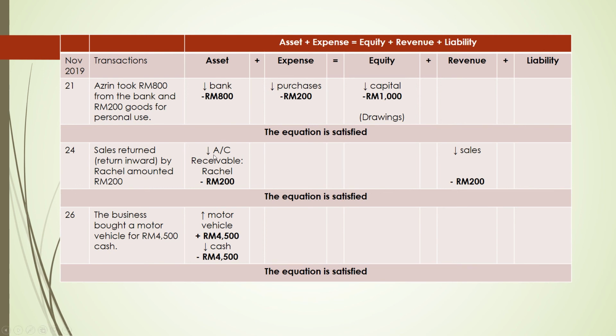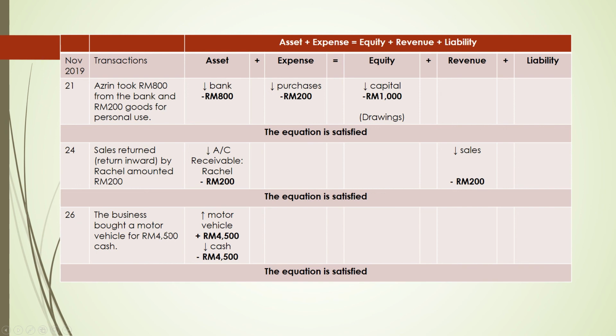Therefore, the effect will be account receivable Rachel will be decreased by 200 ringgit. And also, the next effect is sales for the business, or revenue, also decrease by 200 ringgit. So decrease in asset, decrease in revenue. Okay, in asset, decrease is represented by negative. So the amount is 200 ringgit. Revenue decrease, we represent it by using negative sign, also 200 ringgit. So in this side asset, negative 200 ringgit. Another side revenue also negative 200 ringgit. Therefore, both sides are now equal. Okay, next.